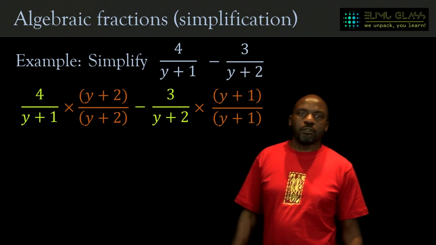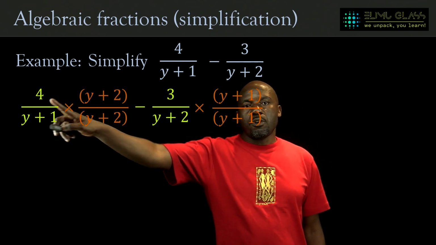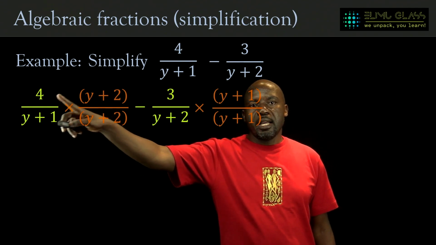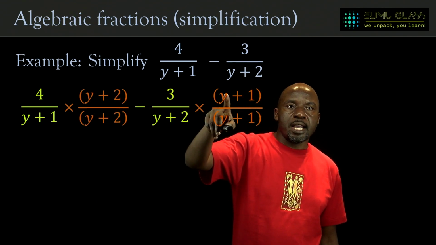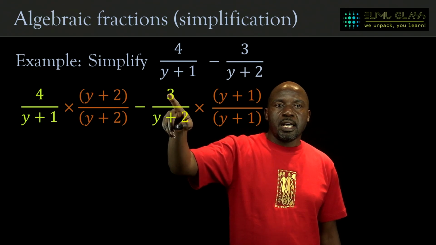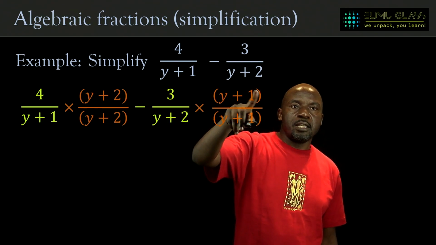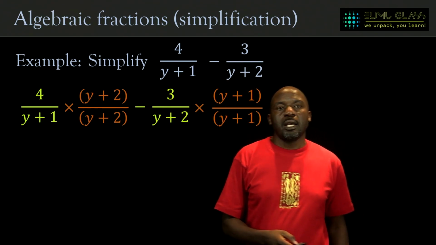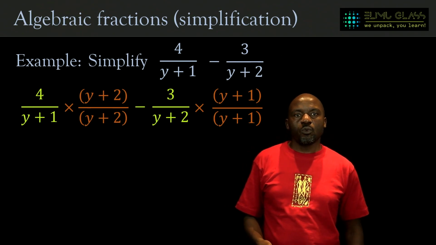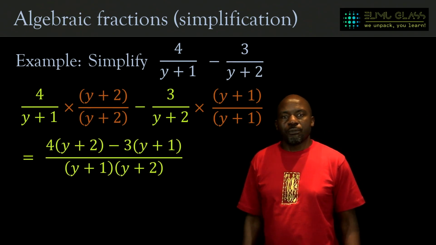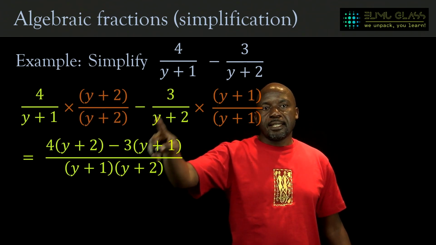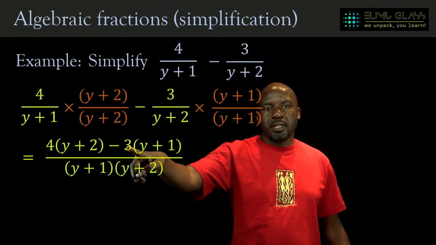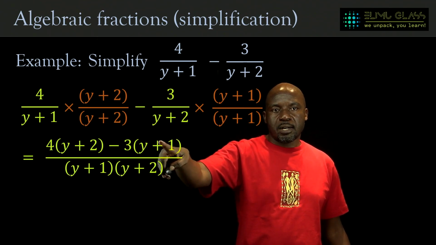Okay, and then all we have to do is simplify. 4 multiplies y, that is 4y plus 8. And this is 3y, and this is going to be plus 3. It will turn out to be minus, but it doesn't matter right now. So what do we get then? 4 into y plus 2, minus, this minus here, 3 into y plus 1, right there.